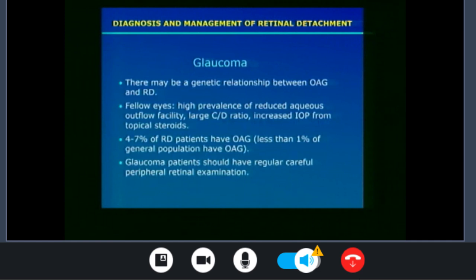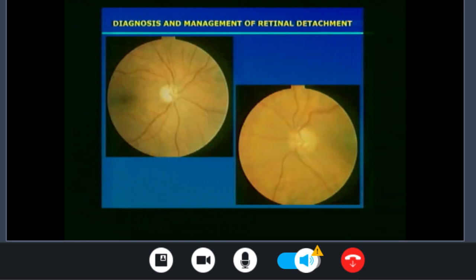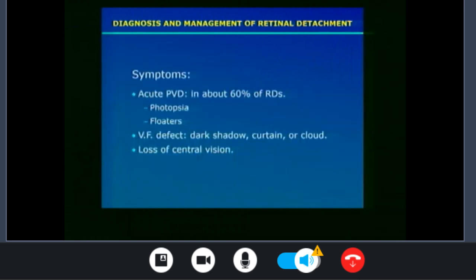Another point is that there is a strong association between open-angle glaucoma and rhegmatogenous detachment. Frequently we diagnose open-angle glaucoma after we flatten the retina. There are a lot of details about it. When you evaluate a patient with detachment, ask about symptoms of flashes and floaters, which are present in about 60% of the patients with retinal detachment. So flashes and floaters are just symptoms of posterior vitreous detachment.